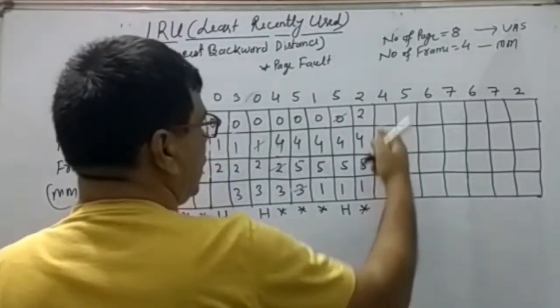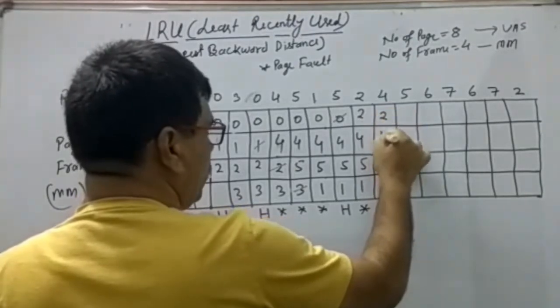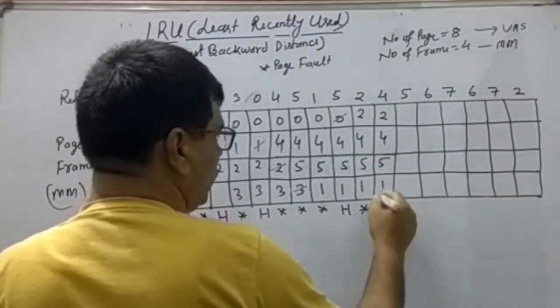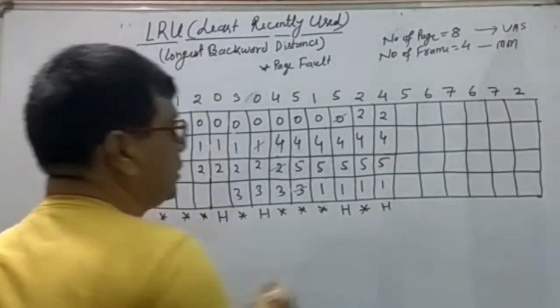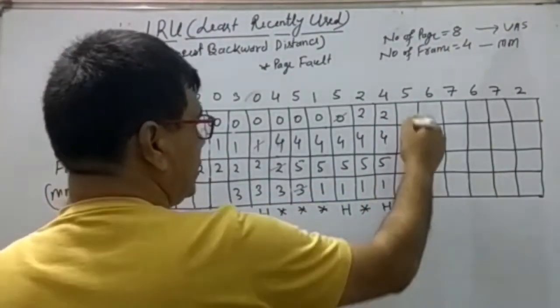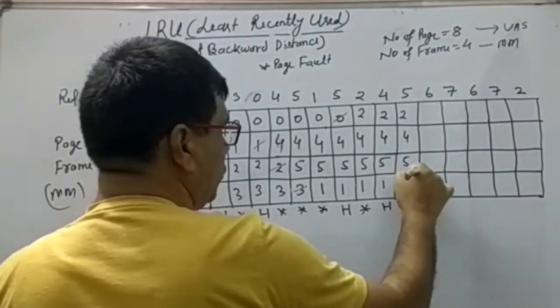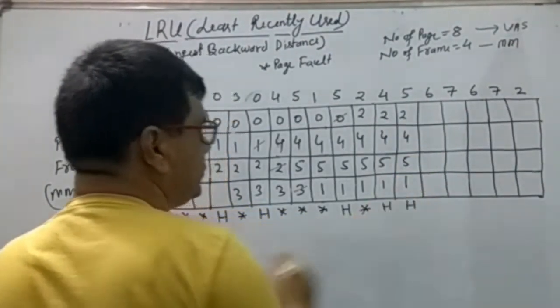Page fault. Again 4 arrived and 4 is already available. 2, 4, 5, 1. This is a hit. Again page number 5 arrived. 5 is already available. Then 2, 4, 5, 1 and this is also a hit.